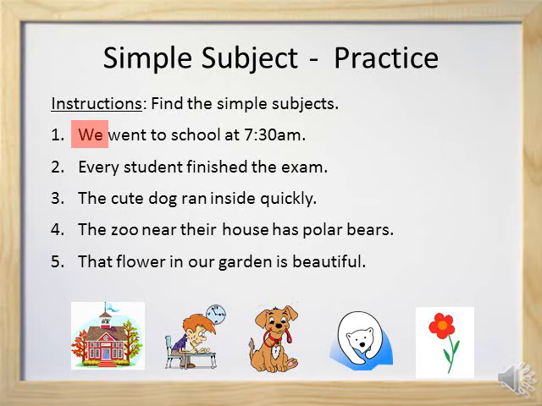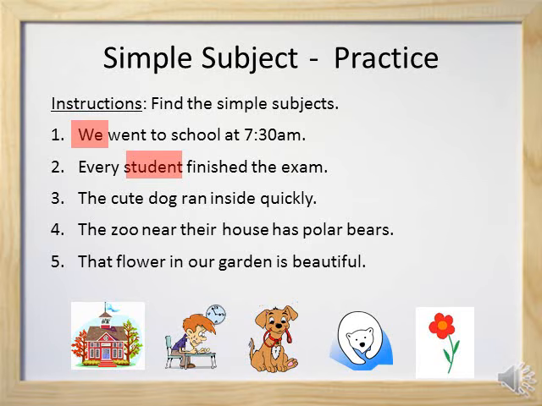Number 2. Every student finished the exam. What is the action of this sentence? The action is finished. Who or what did this action? Every student. But remember, the simple subject is only one word, the main word. So which one is it? Student.